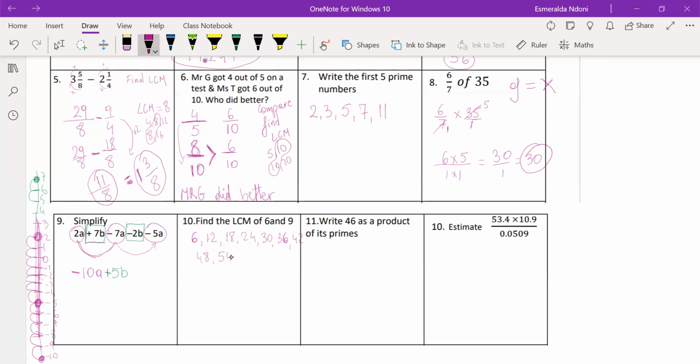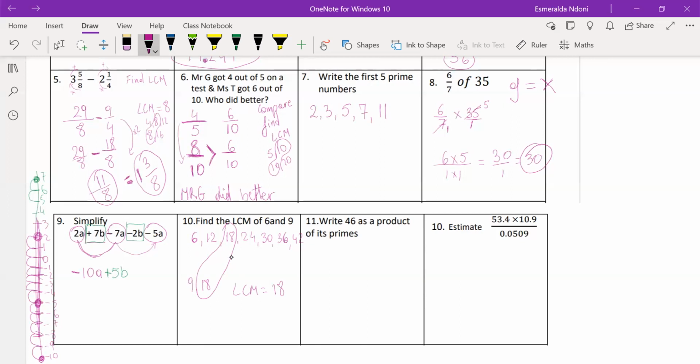Then I have times 8 is 48 and times 9 is 54. Now I'm going to do the 9 times table. So 9, 18. Oh, I don't need any more. I can see the 18 already. So I'm going to get rid of this 2, so that it is easier for me to find 18. So LCM is 18. Nice and easy.